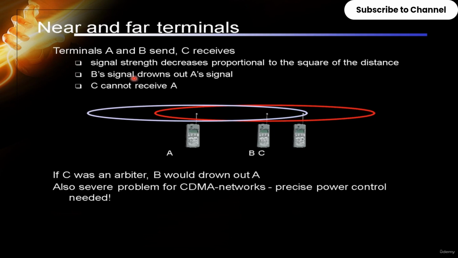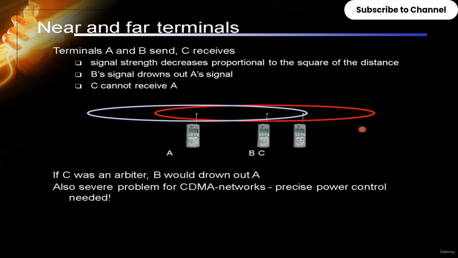Another problem is known as near and far terminals. Terminals A and B want to send to each other, and C receives them. Signal strength decreases proportional to the square of the distance. So this is the general scenario about the signal. B's signal drowns out A's signal, so C cannot receive A.